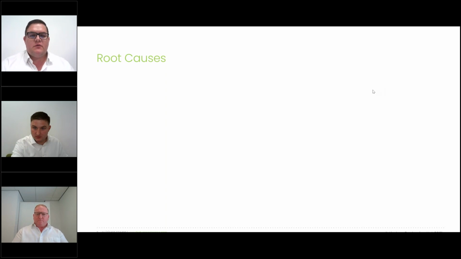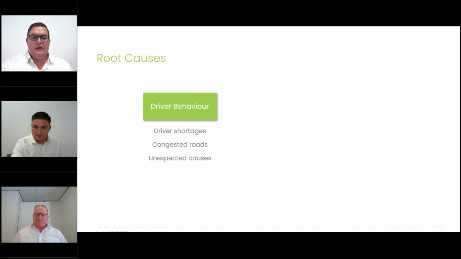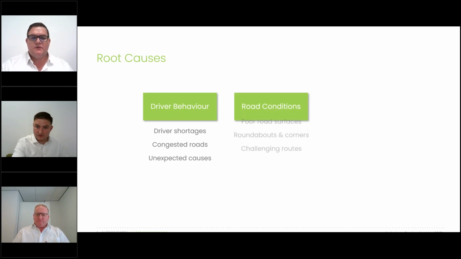So the first root cause of movement and transport is driver behaviour. We have a lot of issues with the current driver shortages. That's giving us challenges. Congested roads are causing drivers to have harsh braking incidents more often. And then there's the unexpected causes of issues. The second root cause is road conditions, things such as potholes and speed bumps, roundabouts and corners.